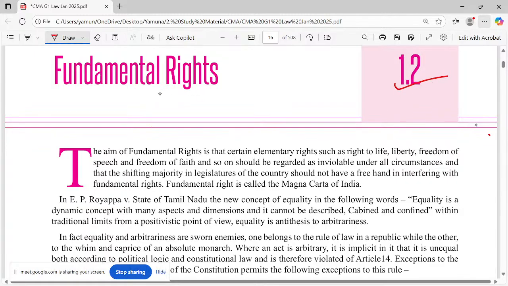1.2 with respect to fundamental rights. So you know about the fundamental rights. It's one of the main freedoms you have while you are born in India, while you are a citizen of India. The aim of fundamental rights is that certain elementary rights. What are the different fundamental rights? You might have learned this: right to life. You cannot commit suicide. You cannot take any efforts to get yourself death.